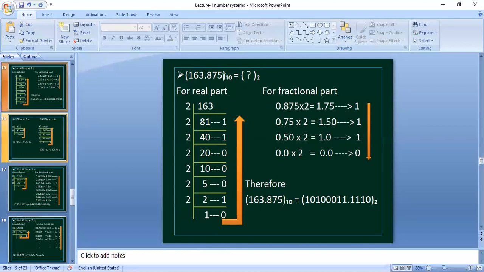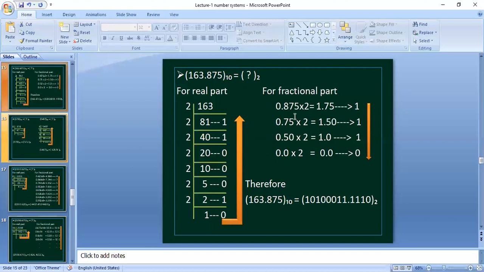Okay, and next the fractional part. We need to convert the fractional part, that is 0.875. So if you want to convert the given fractional part to binary, we need to follow the successive multiplication with the destination radix.